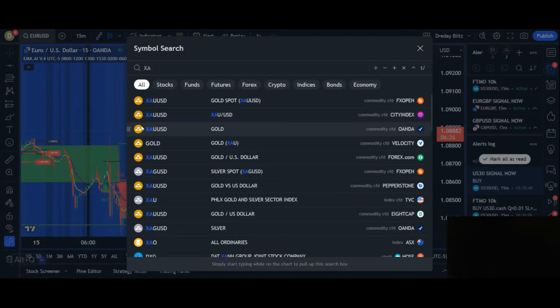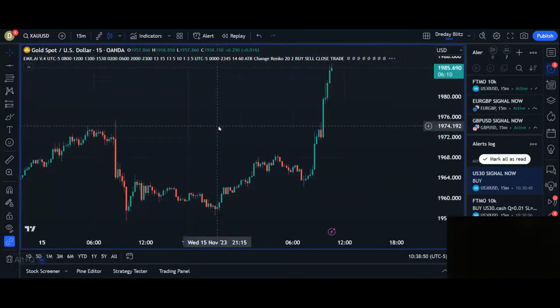So this is the actual gold ticker, okay? XAU USD, and make sure you use the Oanda feed, okay? That's the best feed to use for gold.